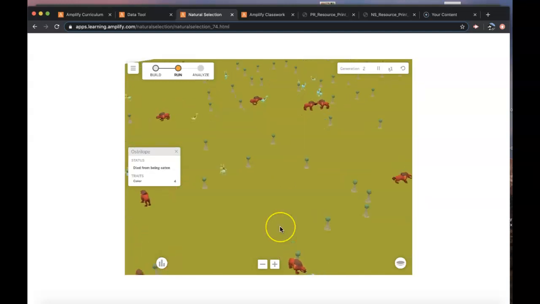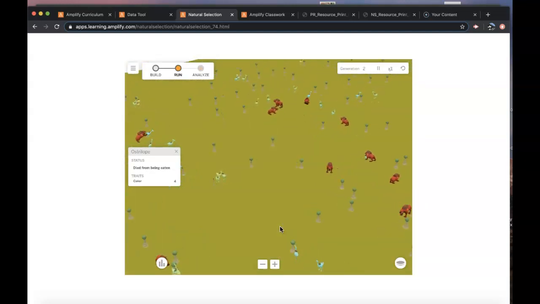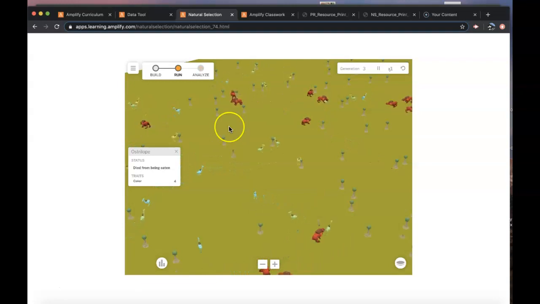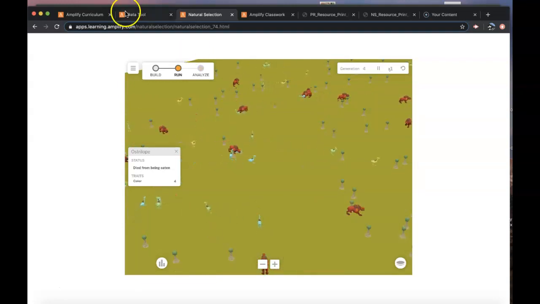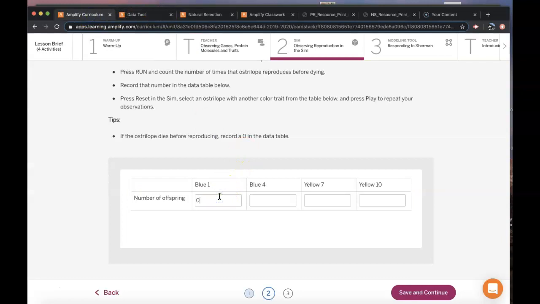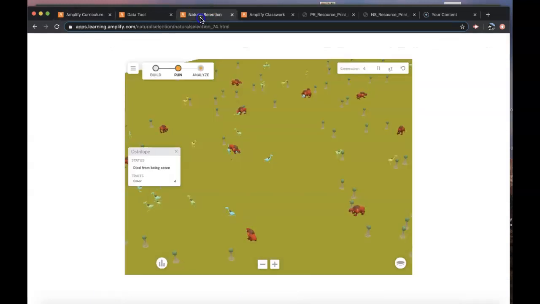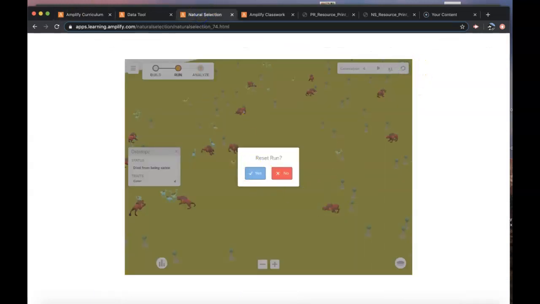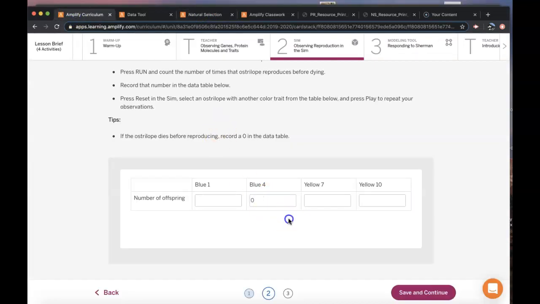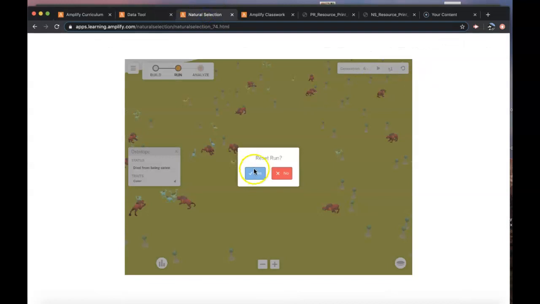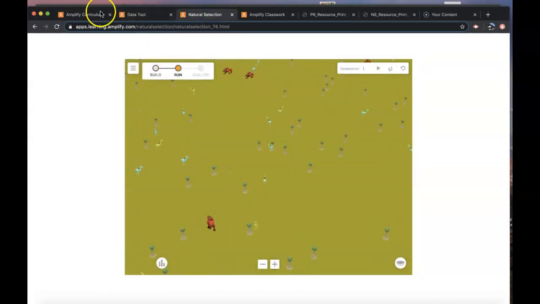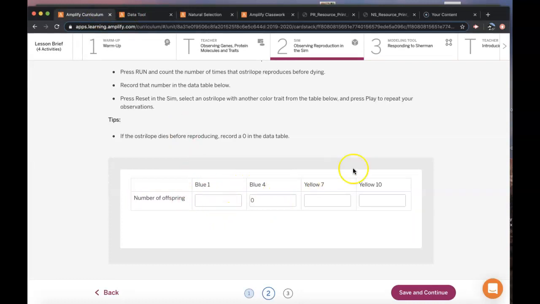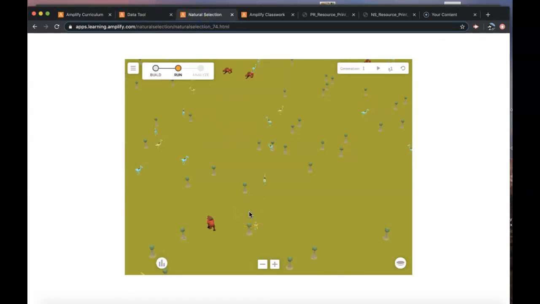While I follow it, I'm going to see how many times it reproduces. You can tell this one got eaten right away, and so it did not reproduce. So I would put a 0 in this category, for blue 4. Then I would go back to the sim, press reset, and find one with one of the other colors, so blue 1, yellow 7, or yellow 10, and do the same thing: press play and count how many times it reproduces.